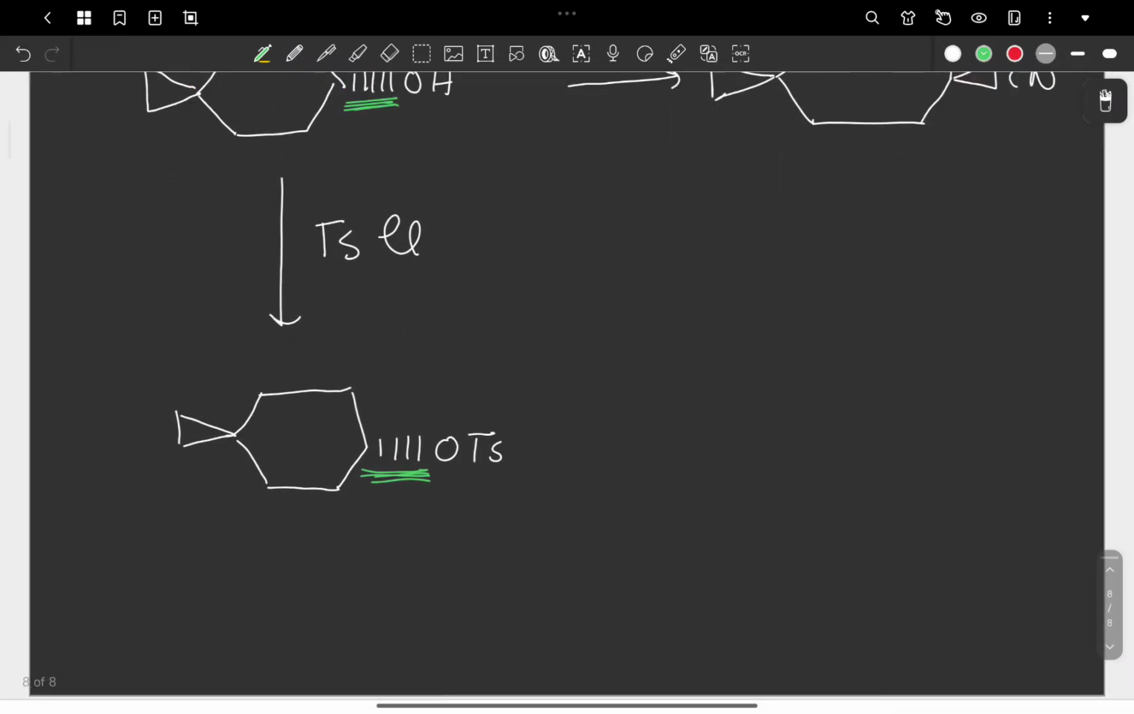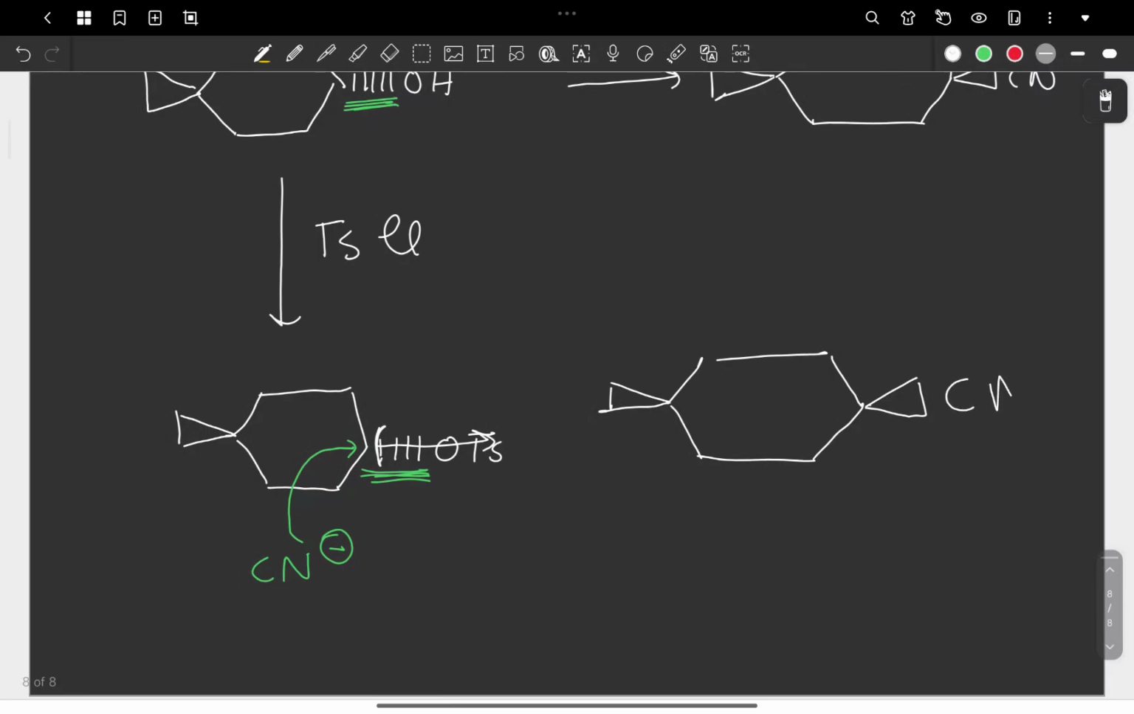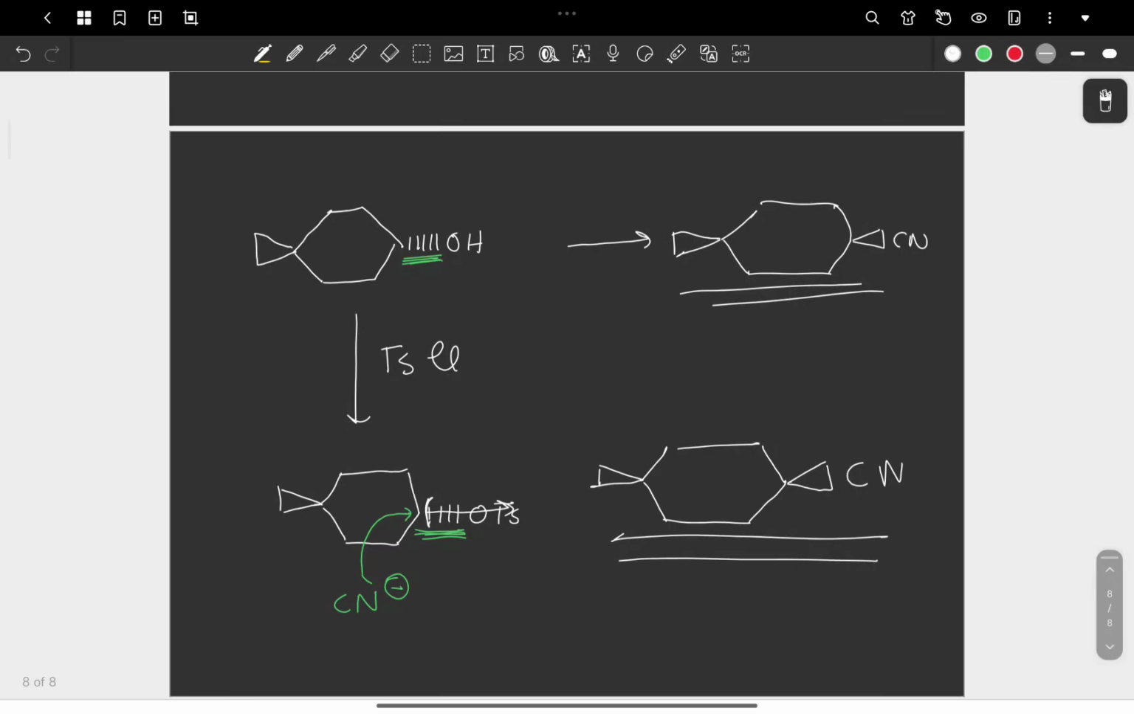Now what happens, I just send in my secret agent and it attacks the compound from the top side, and that means it will kick the leaving group out of here, and since it attacked from the top side, it will get attached on top of this. So this creates our desired product.